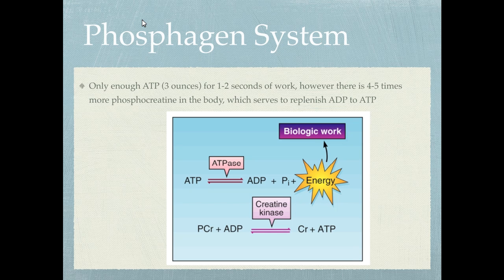Because it is such a rapid system and so powerful, it essentially will last us for movements like vertical jump, swinging a bat, throwing a punch. If I told you to stand up right now as fast as you could, you'd be using the phosphagen system.